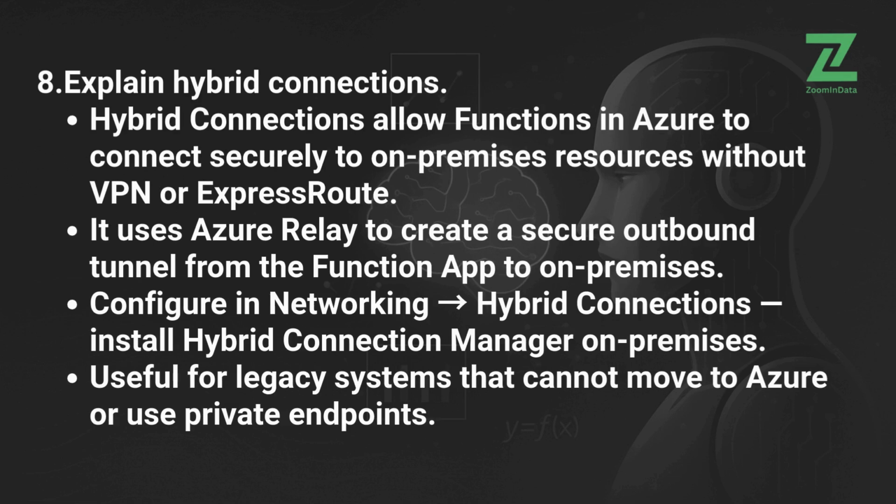Explain hybrid connections. Hybrid connections allow functions in Azure to connect securely to on-premises resources without VPN or ExpressRoute. It uses Azure Relay to create a secure outbound tunnel from the function app to on-premises. Configure in Networking, Hybrid connections. Install Hybrid Connection Manager on-premises. Useful for legacy systems that cannot move to Azure or use private endpoints.